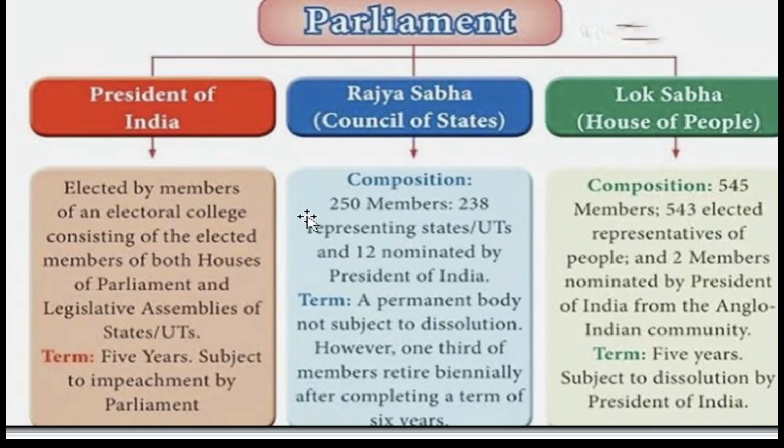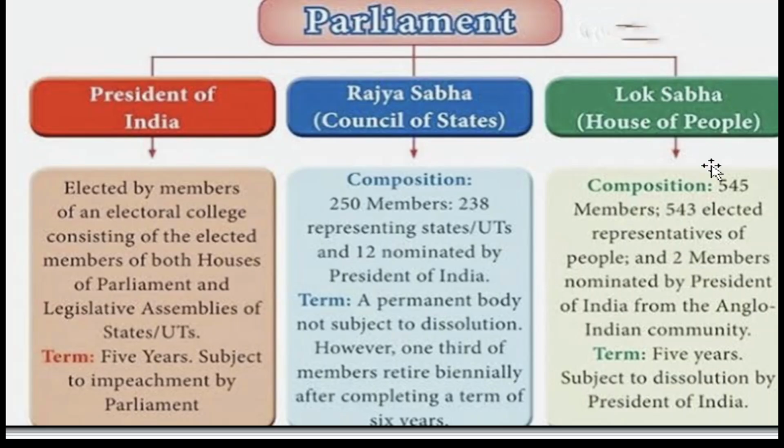Next, Rajya Sabha. 250 members will be there. Among them, 238 represent states and union territories. 12 are nominated by the president of India, and it is considered a permanent body. Okay, means it will not be dissolved. 1/3 of members will retire after every 2 years. Before the 6 years their term will get over.